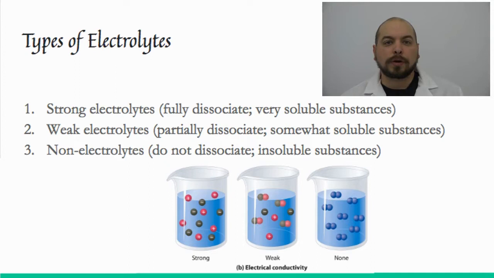Those things that are only slightly soluble, we consider to be weak electrolytes. Now, these are going to be slightly soluble ionic compounds or weak acids and or bases. Those things that we consider to be insoluble, we would consider to be non-electrolytes, or things that don't conduct any electricity.